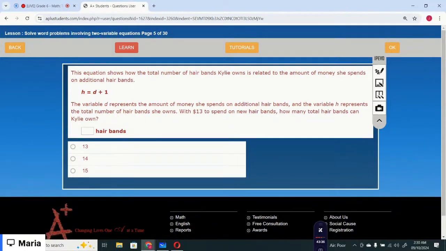This equation shows how the total number of hair bands Kelly owns is related to the amount of money she spends on additional hair bands. H equals D plus 1. The variable D represents the amount of money she spends on additional hair bands, and the variable H represents the total number of hair bands she owns. With $13 to spend on her hair bands, how many total hair bands can Kelly own? So, which is the correct option?